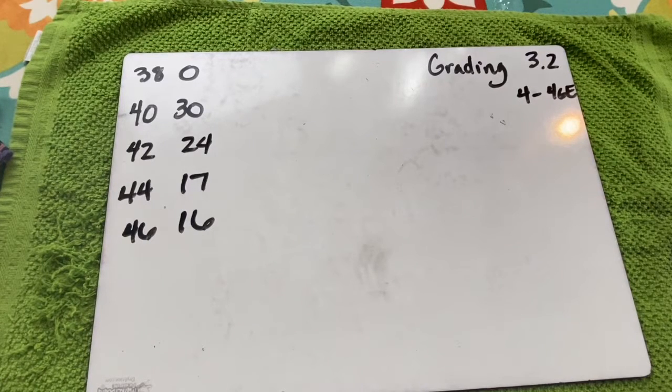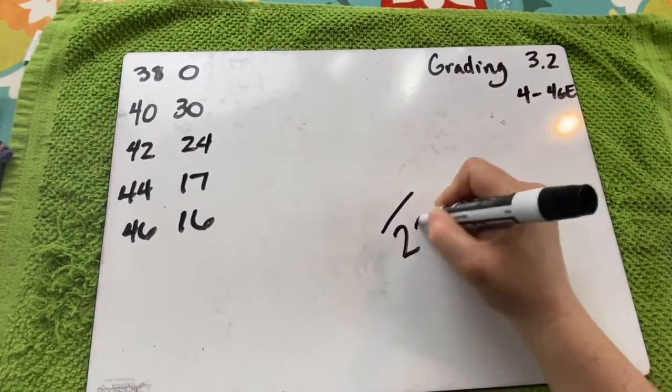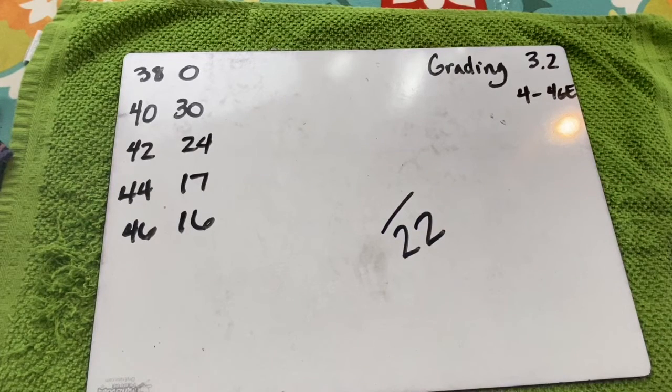So, let's count them. 1, 2, 3, 4, 5, 6, 7, 8, 9, 10, 11, 12, 13, 14, 15, 16, 17, 18, 19, 20, 21, 22. Out of 22. So how many wrong out of 22? Okay.